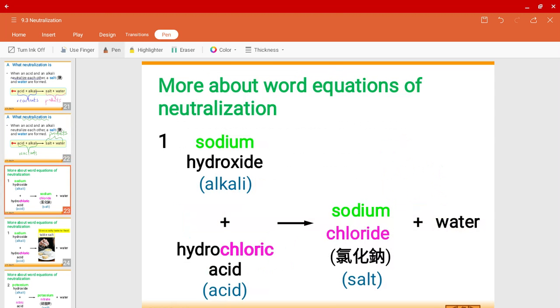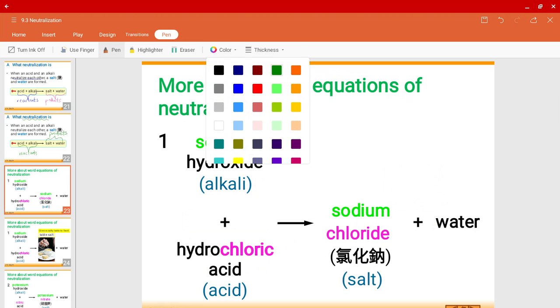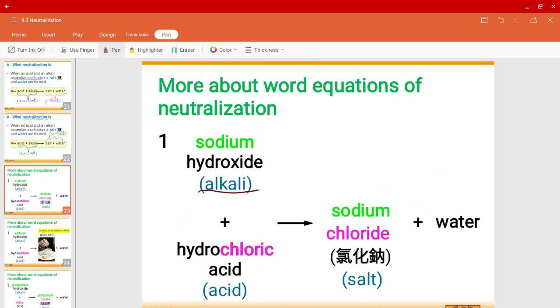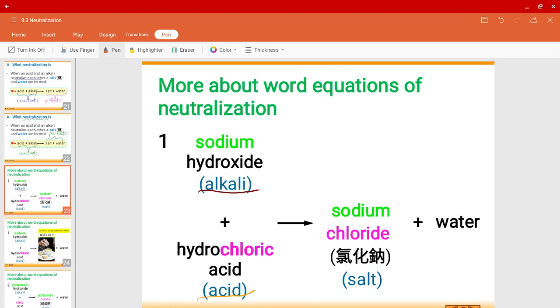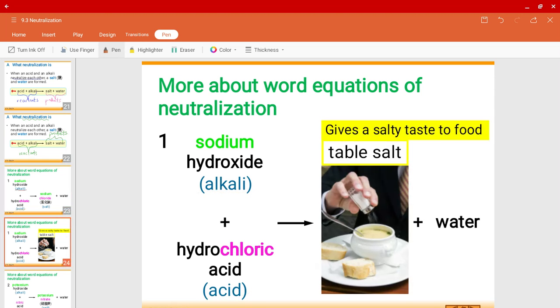For example, you have sodium hydroxide as the alkali, and you have hydrochloric acid as the acid. When you neutralize both of them together, you'll get a salt, which is sodium chloride, and water. So you might have heard of sodium chloride. This is the table salt. You may find it in your kitchen. This is what you add to your food, right?